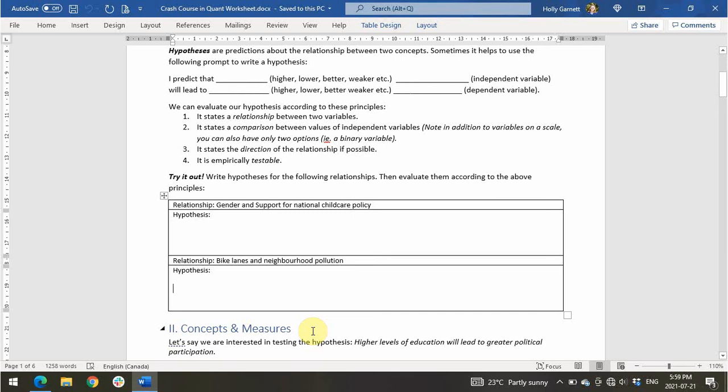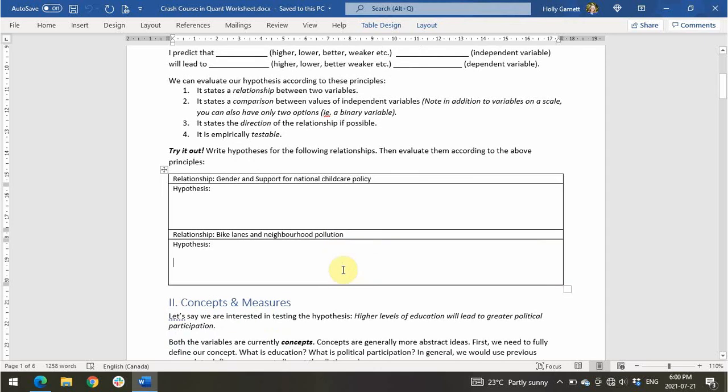Is there a direction? Yeah, because I think that more bike lanes lead to less pollution, because I have these theories that I've developed through a literature review about biking and carbon dioxide emissions. And then, is it empirically testable?